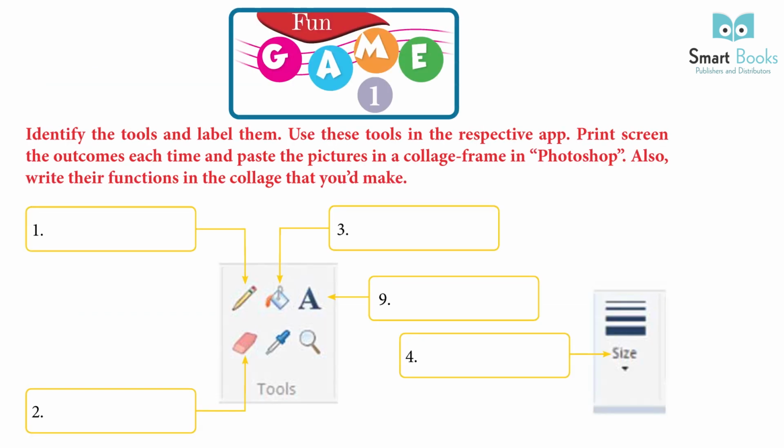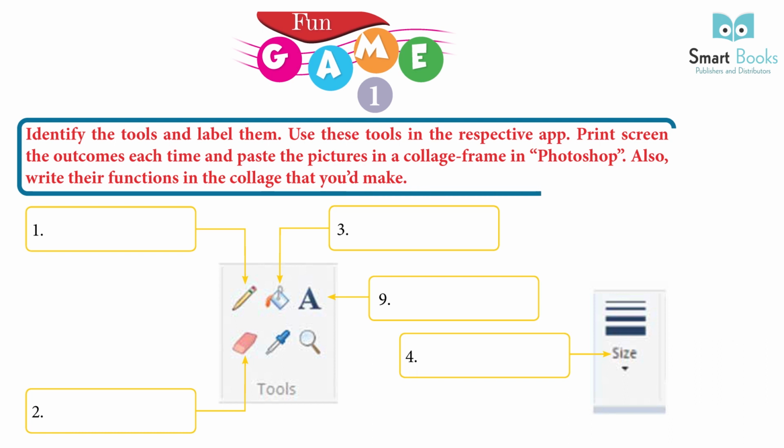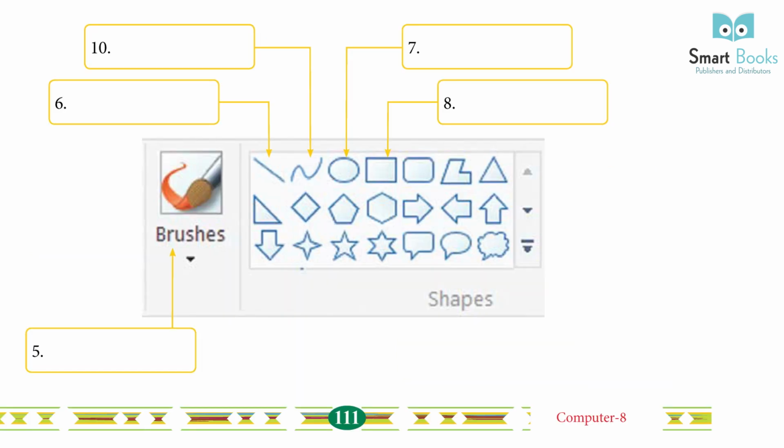Fun game 1. Identify the tools and label them. Use these tools in the respective app. Print screen the outcomes each time and paste the pictures in a collage frame in Photoshop. Also, write their functions in the collage that you had made. Answer: ask students to do it by themselves.